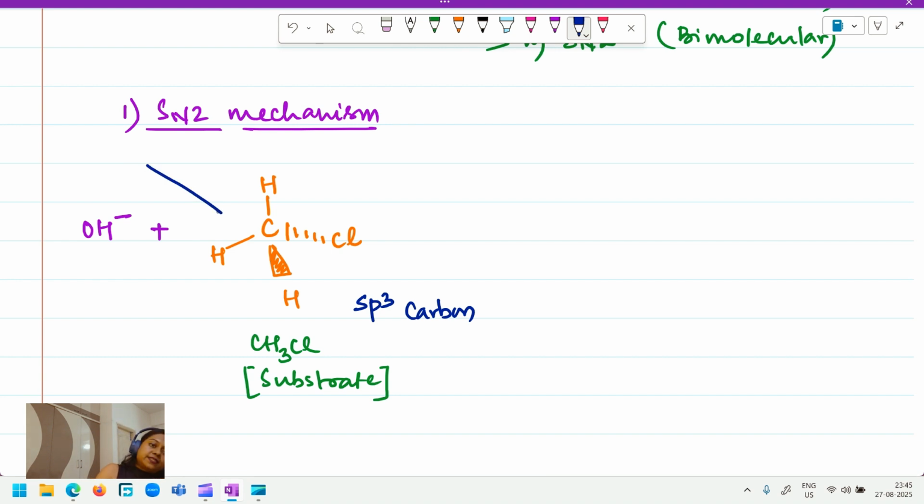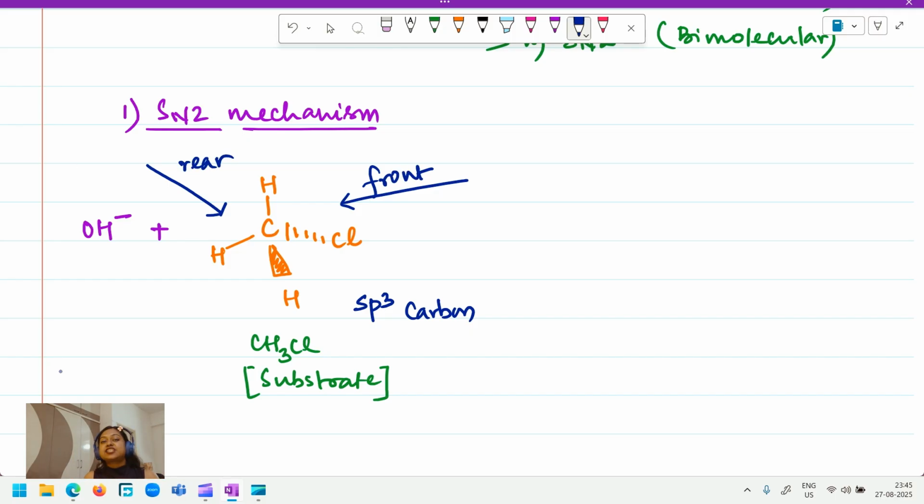This OH minus can attack from two directions. The side which is closer to the chloride ion that's already there in CH3Cl. Get the point? The side which is closer to the halide or halogen ion that's present in your organic molecule RX, that side we're going to call the front side. The opposite side we're going to call the rear side.